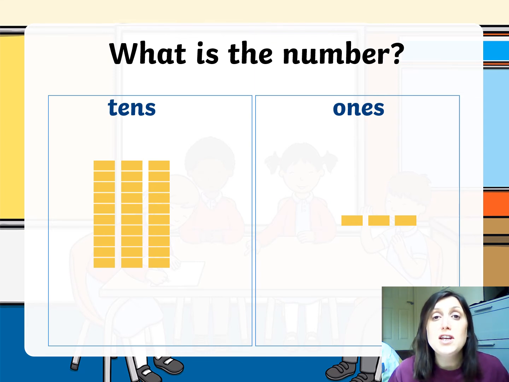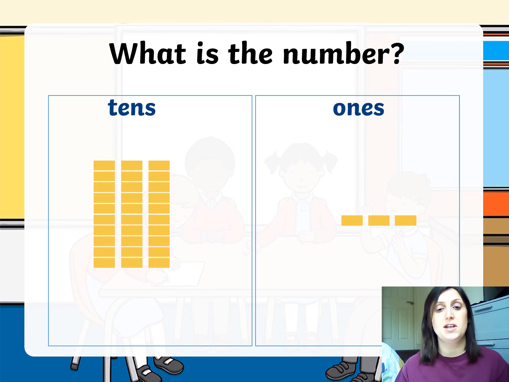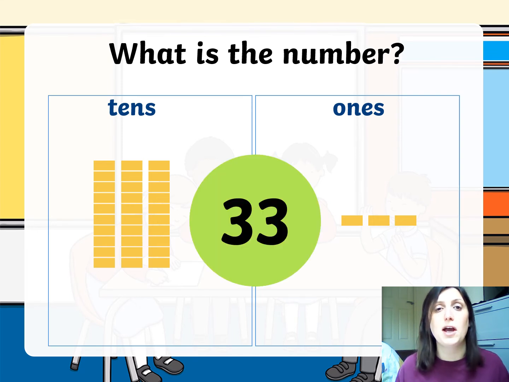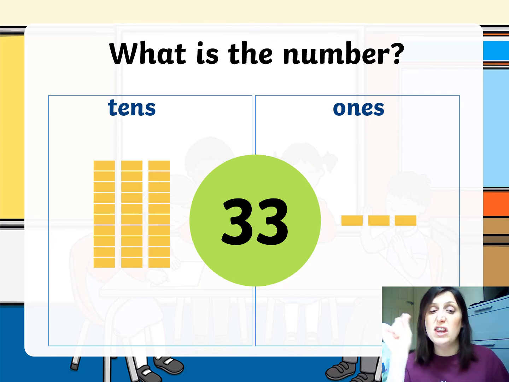Okay, hopefully you wrote something down there. So what is the number? You would have counted the tens and gone 10, 20, 30, and then to go to the ones, I know you know how to do this, you count on in the ones. So you've got 10, 20, 30, 31, 32, 33. Lovely. Give yourself a tick if you got that right. If you didn't, you can just write the correction next to it and have a go for next time.